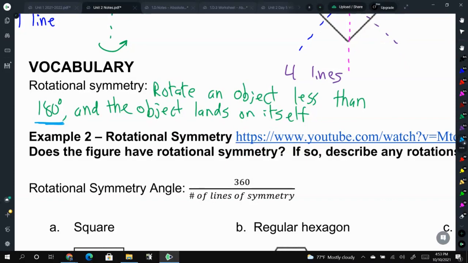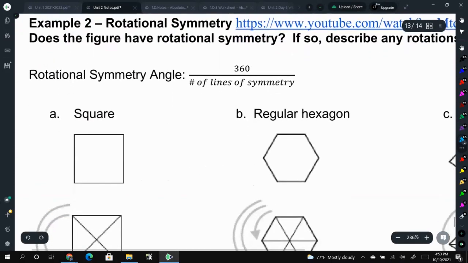And probably the best way to think about that would be a square down here. So if we rotated a square 90 degrees, we could rotate the square another 90 degrees for a total of 180 degrees. We could go another 90 degrees for a total of 270 degrees. And then another 90 degrees would be a full 360 degree turn. So yes, even though we could rotate this square 270 degrees and it would still land on top of itself, the smallest angle is 90, or the multiples of 90 would be our rotational symmetry angle.